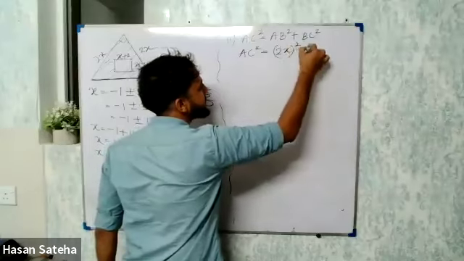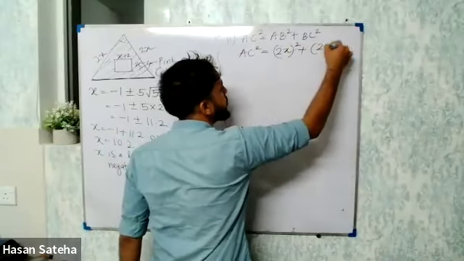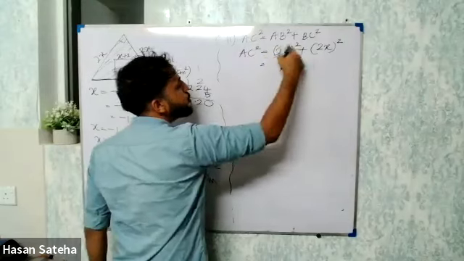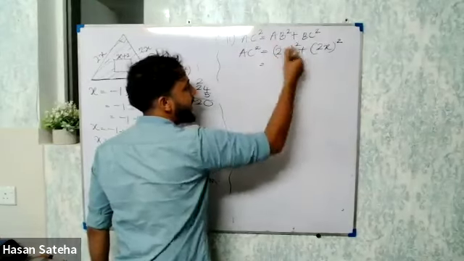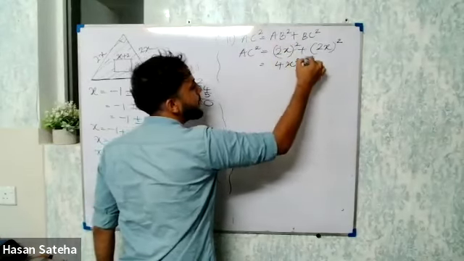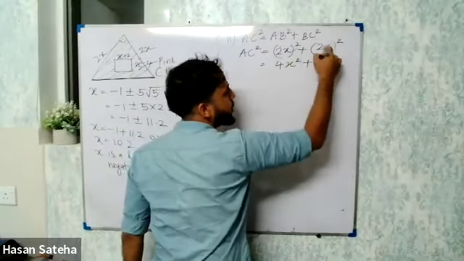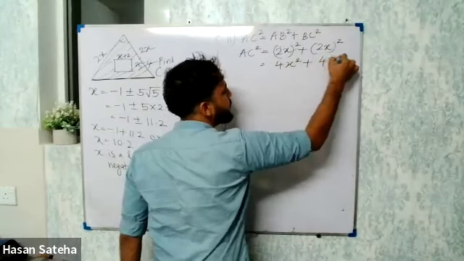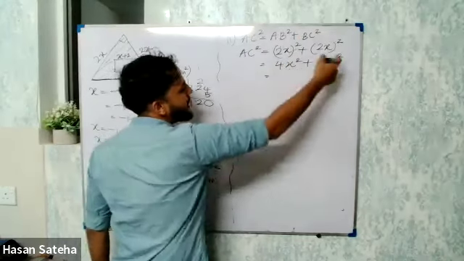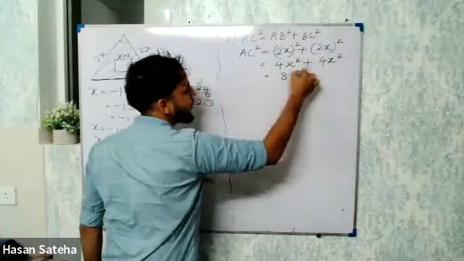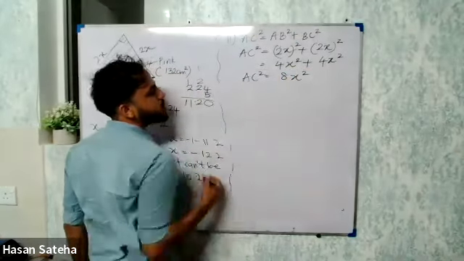Square of 2x squared plus 2x squared. So 2x whole thing squared, 2 squared is 4, so we have 4x squared. 4x squared plus 4x squared, that is 8x squared. That is equal to AC squared.